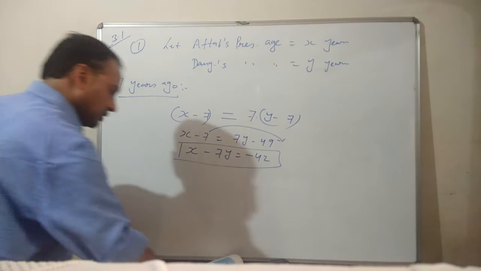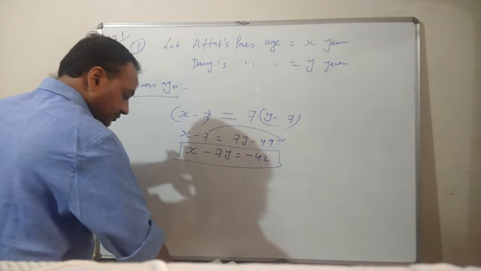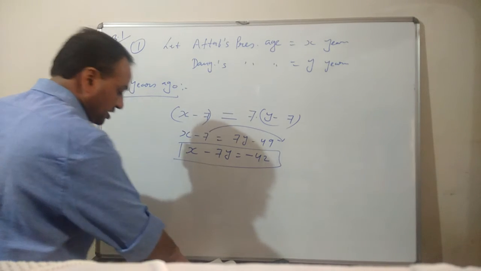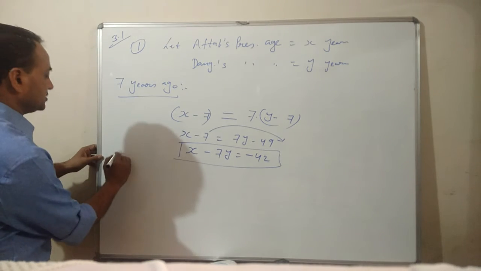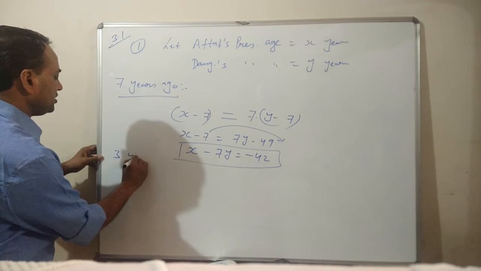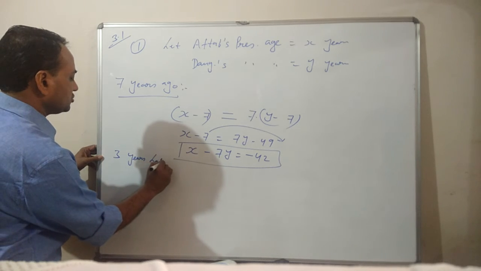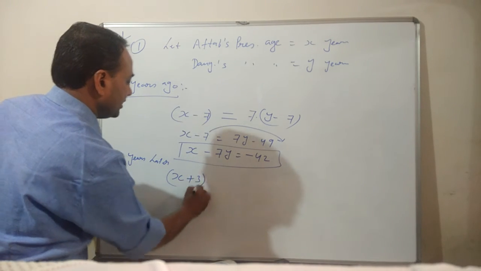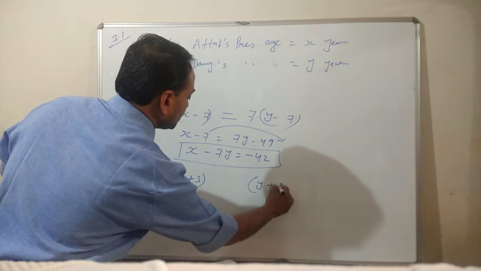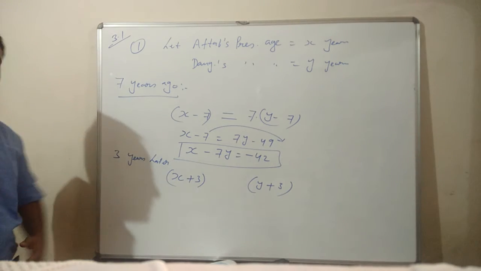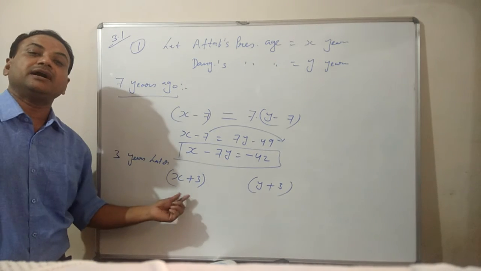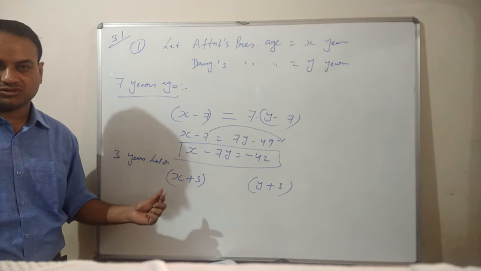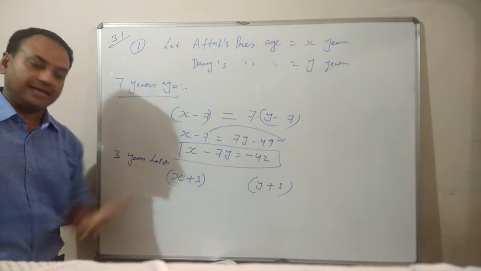Right? Now, the other condition was given there. That is, 3 years from now, means after 3 years. 3 years later, again the ages will be changed. Father's age will definitely be x plus 3. Daughter's age also has 3 years added, that is y plus 3. Now father says I will be 3 times.